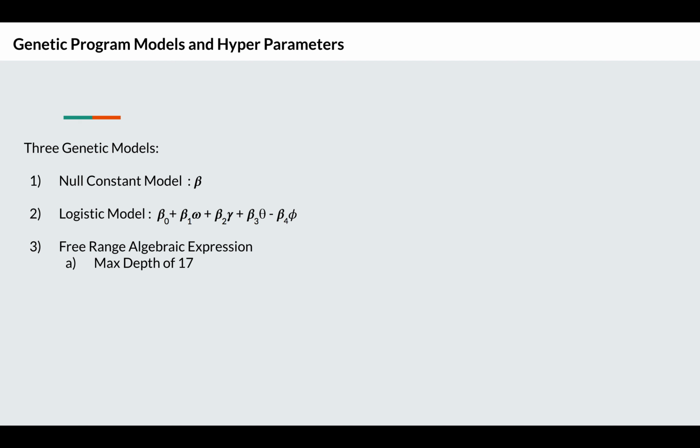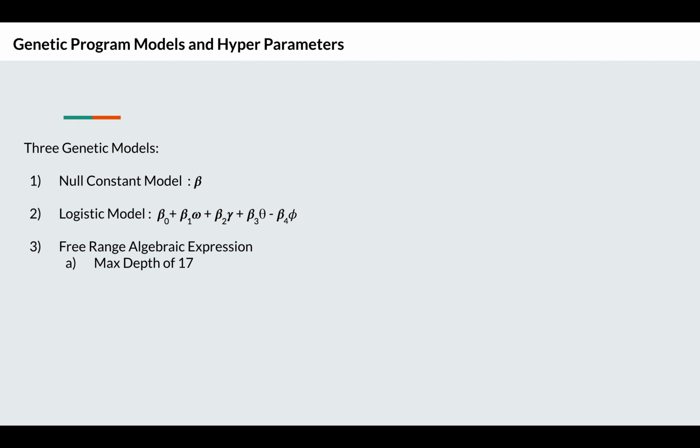We consider 3 different genetic models, the first being a null constant model with a single tunable parameter beta, the second being a logistic model, and this really represents the upper bound on the evolution process, because this model only has to tune the parameters that we determined in the underlying spreading function. And then the third model is a free-range algebraic expression. So it can be any tree, just has a max depth of 17.